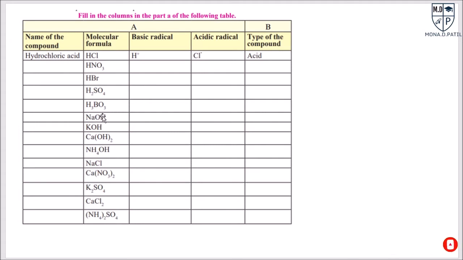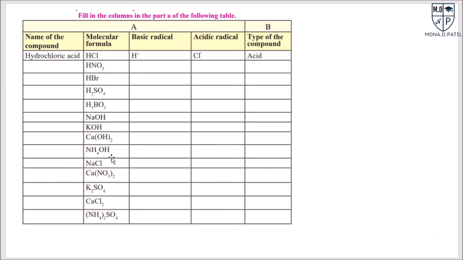Now NaOH and KOH: sodium hydroxide and potassium hydroxide. Here Na plus is the basic radical and OH minus is the acidic radical. Here K plus is the basic radical and OH minus is the acidic radical. So the compounds which give the acidic radical OH minus are all bases. Other examples of bases given are calcium hydroxide and ammonium hydroxide.